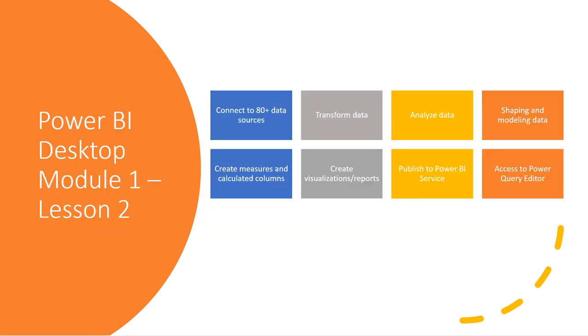As a data analyst, most of the time, you will be working in Power BI. You will be working in the Power BI desktop application. From there, you can connect to over 80 data sources, transform your data, analyze it, shape and model your data. You can create calculations called measures and calculated columns, create visualizations and reports. You can publish to the Power BI service and have access to the Power Query Editor, which can help you with your data transformation.